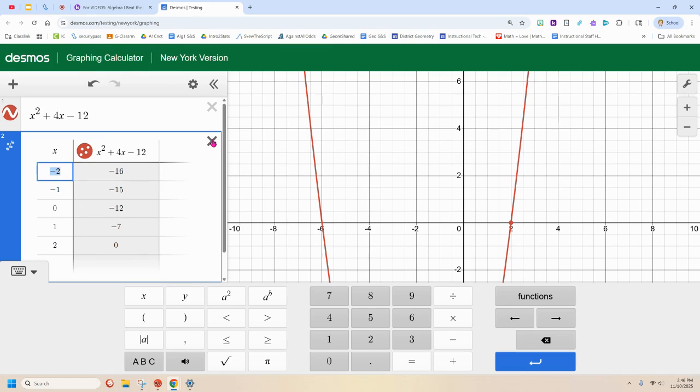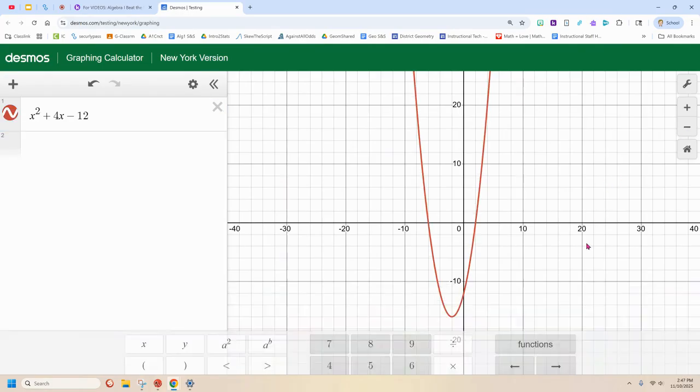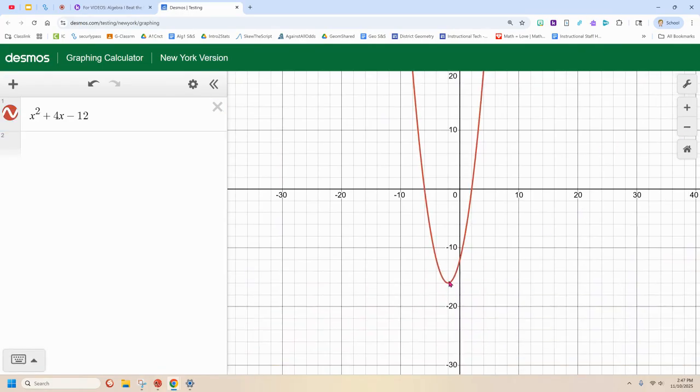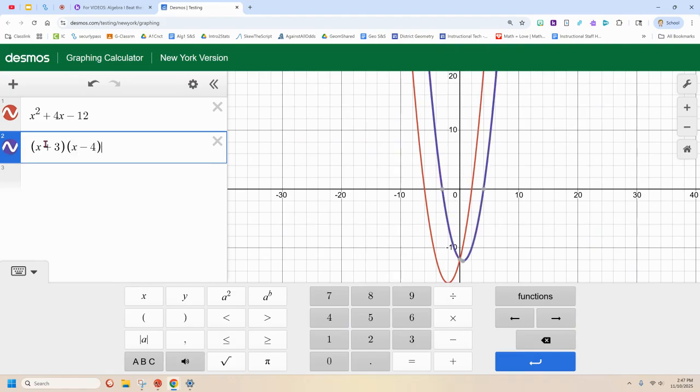Now I'm going to get rid of the table temporarily. I'm also going to back out so I can see more, because when I'm looking at parabolas, I definitely want to see that turning point. It has to be a perfect match if it's going to be equivalent. So now I'm going to use these to practice the 4 choices. So the first one is x plus 3, x minus 4. Okay. Does the red graph match the purple graph?